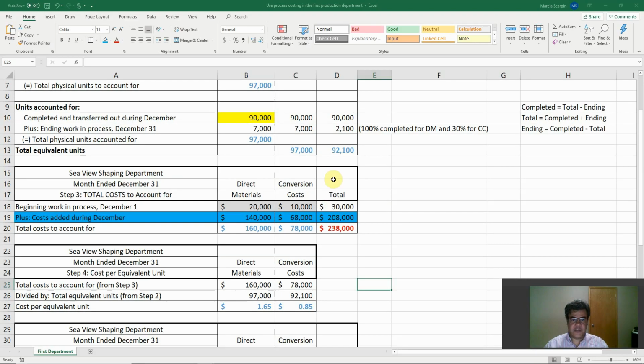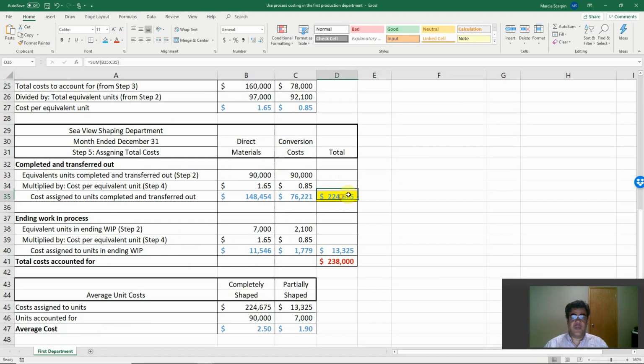And these numbers, if we go to our Excel file, they are here. They are these numbers here. Cost assigned to units completed and transferred out. These 224,675.